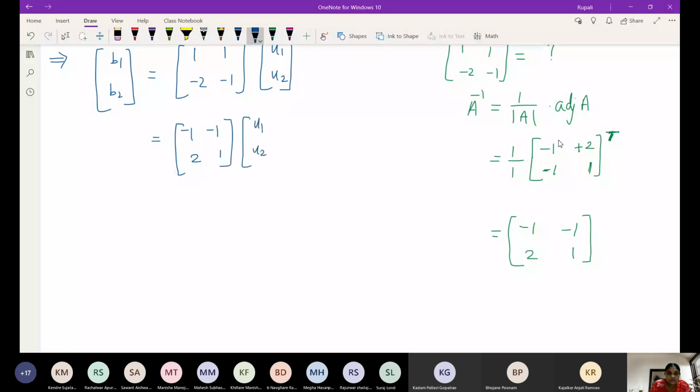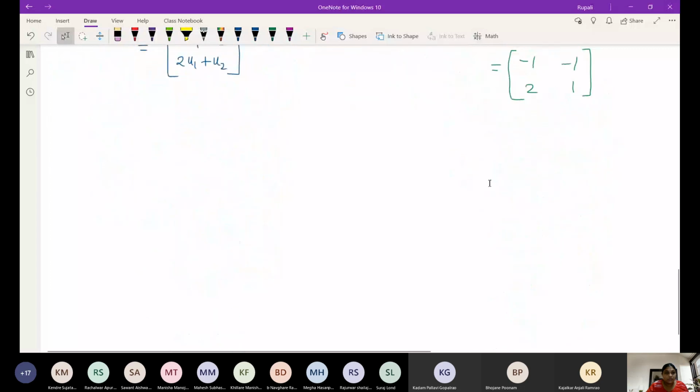So with u1, u2, if I simplify, I will get minus u1 minus u2 and this one 2u1 plus u2. So what is my b1? b1 is minus u1 minus u2. And what is b2? 2u1 plus u2.